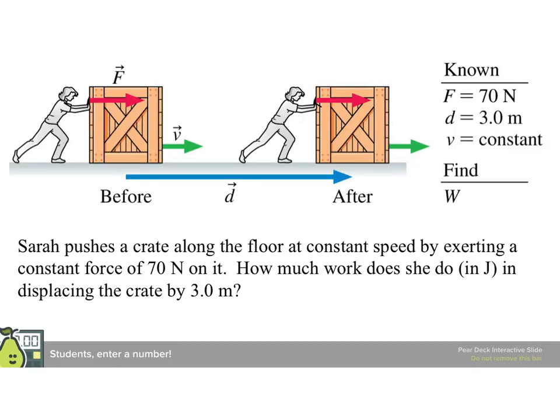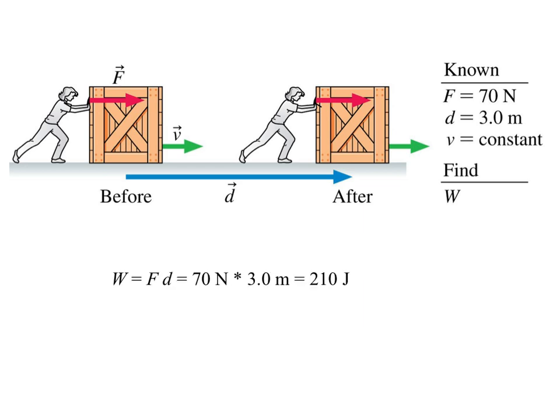All right, very simple. How does this show up as a problem? Sarah pushes a crate along the floor at constant speed by exerting a constant force of 70 newtons on it. How much work does she do, in joules, in displacing the crate by 3 meters? And again, we just go back to our definition. The work in this case, where the force is constant and along the motion, is going to be the force times the distance, or just 70 times 3, or 210 joules of work.